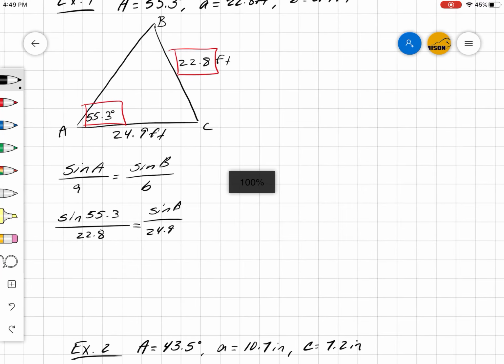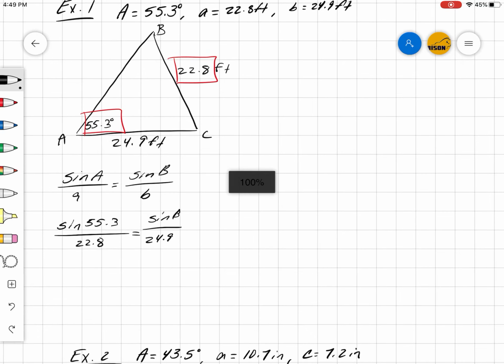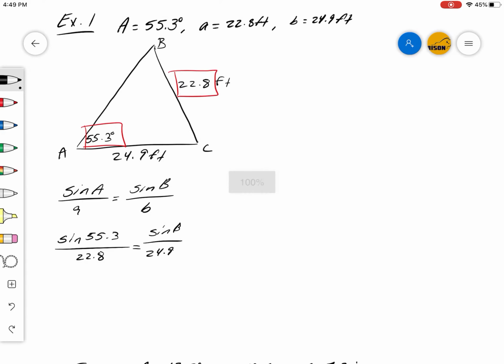Cross multiplying again, I think you're pretty good at this point. Cross multiplying again should give us, hang on, I wasn't trying to cheat up on example 2 there. Cross multiplying should give us 24.9 sine of 55.3 is equal to 22.8 sine of B. Looks like my variable ended up on the right side, that's fine.